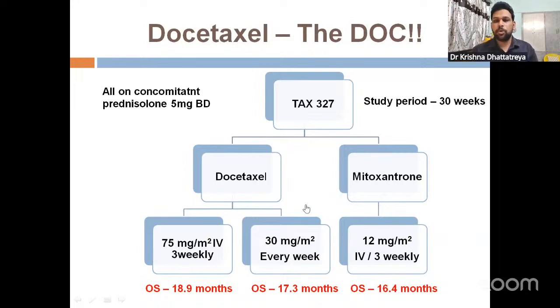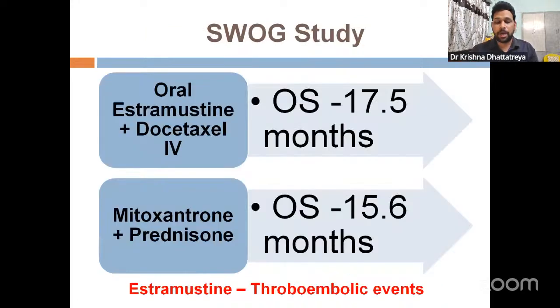So this is how docetaxel is concluded as the drug of choice for the treatment of metastatic castration-resistant prostate carcinoma. Another study is there. This is also an important study. This is a landmark study, the SWOG study, where oral estramustine is given along with docetaxel, and it is compared with mitoxantrone, which is always given with prednisolone. Some low dose corticosteroid should always be added to mitoxantrone. So this is the study. The overall survival is better with docetaxel compared to mitoxantrone.